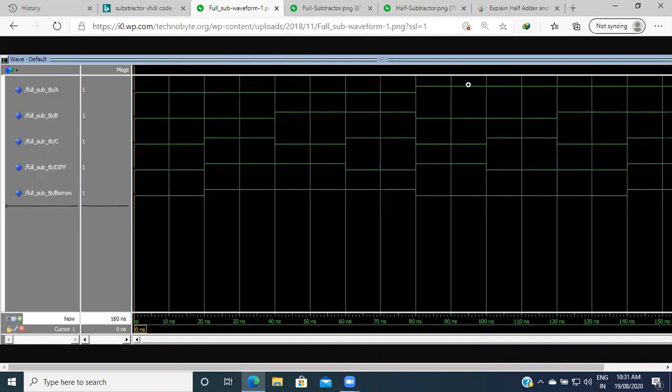Then if A is 1, B is 0, C is 0, the difference is 1 because 1 minus 0 minus 0 is 1, and the borrow is 0. And for 1 minus 0 minus 1, that is 1 minus 1, the difference is 0 and borrow is also 0. In a similar way, we can see the waveforms.